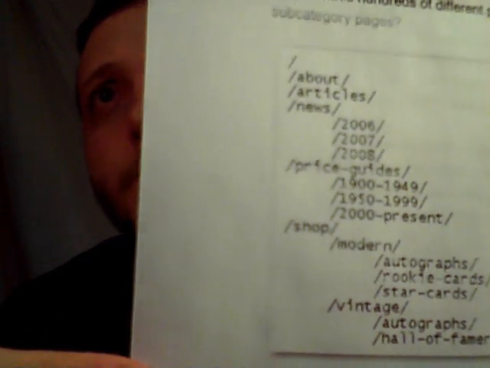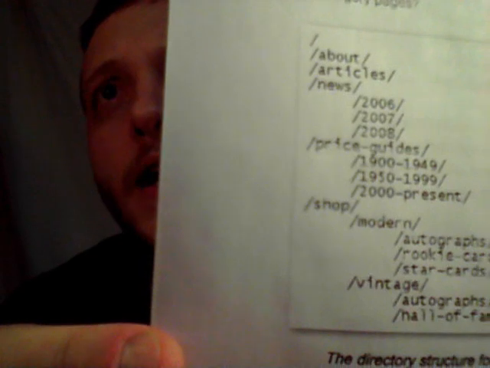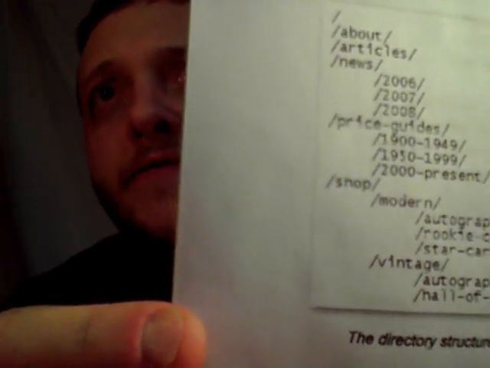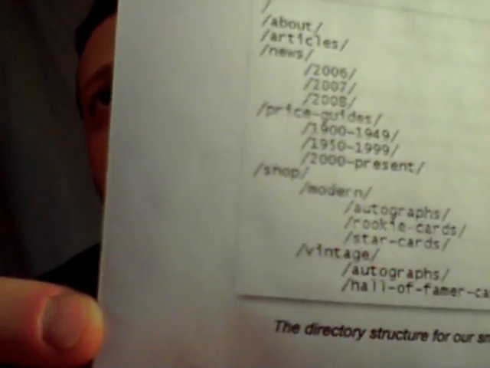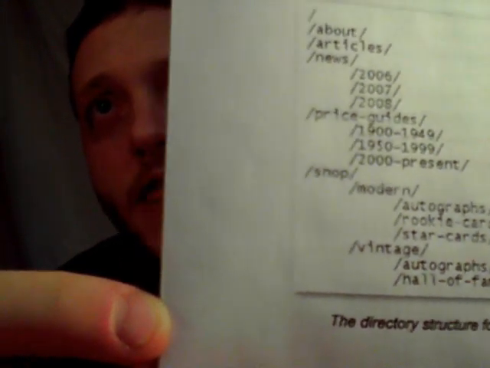As you can see here, about, articles, and news are header categories. News is broken down by year. The next are price guides, and those are broken down by year as well. Under the shop, you have vintage and modern, and those actually have subcategories: rookie cards, star cards. This is what Google wants.